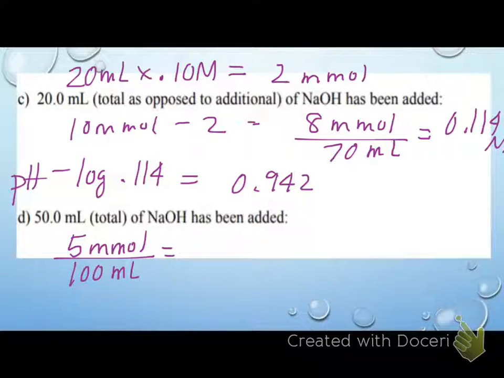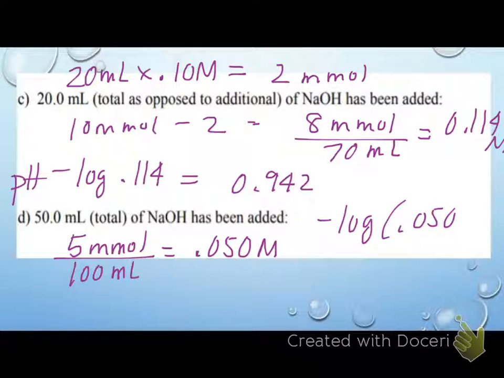So what does that give me as my concentration? 0.05 of hydrogen. So negative log of 0.05 gives me 1.301 pH. Bam!